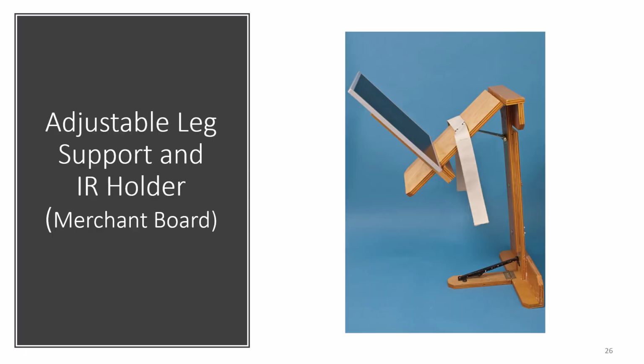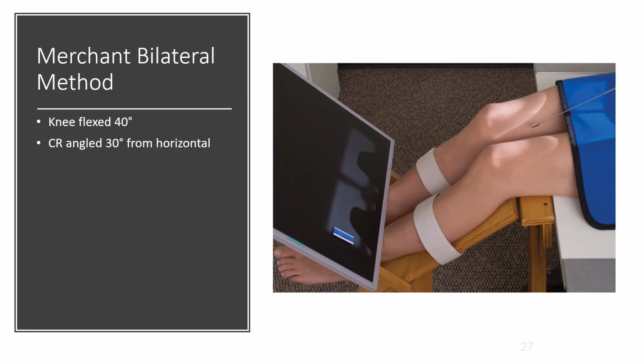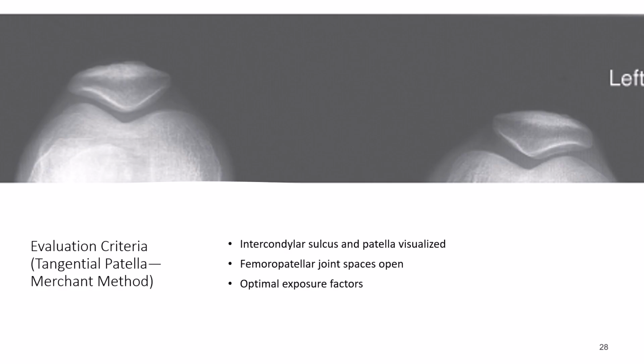And like we said, with that you would need what's called the Merchant board, and it's an adjustable leg support, and it holds the image receptor so that you can actually capture the patient's patellas on there and be able to visualize those. So this is what it looks like. The knees are flexed 40 degrees and the central ray is angled 30 degrees from horizontal, and this represents the central ray. I don't know of any of our facilities that actually have the Merchant board or do it, but this is what it would look like on there.